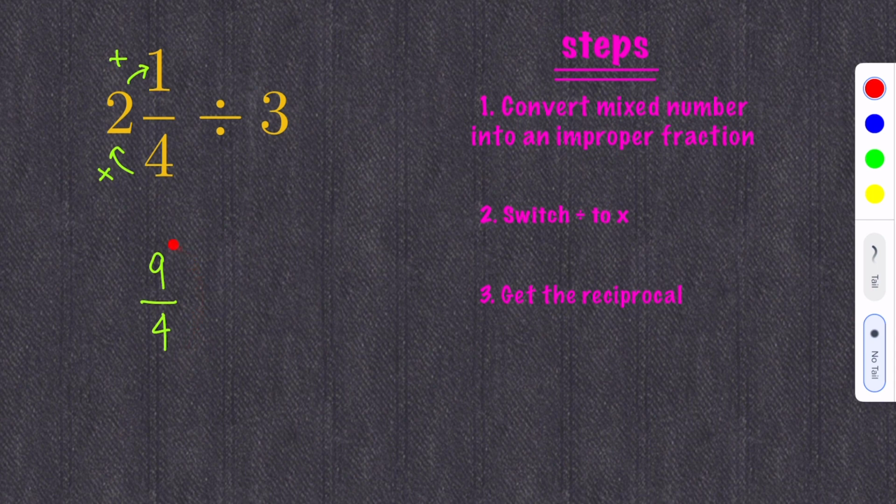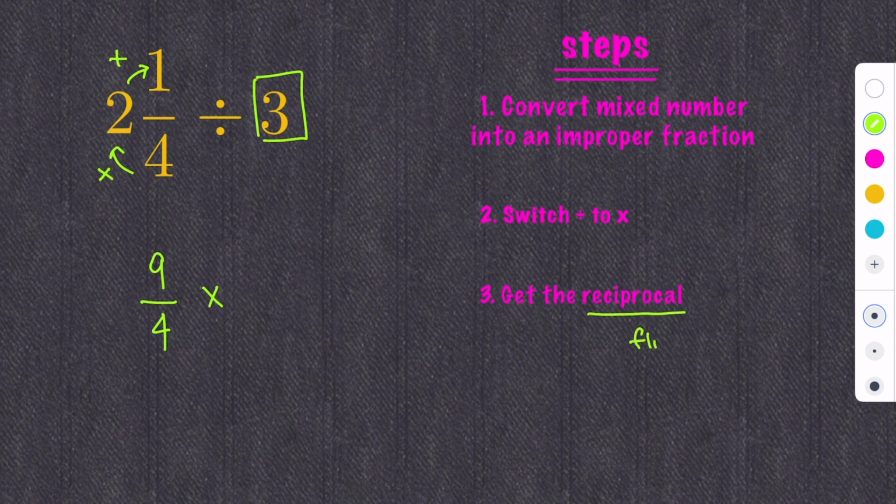Then moving on to step 2, we need to switch the division sign into a times sign. So we times it instead of divide. Then step 3, we need to get the reciprocal. Another word for reciprocal is to simply flip. So here we have 3, and 3 is the same as 3 over 1. If we flip that, that becomes 1 over 3. So now we've gone through step 1, 2, and 3, and we're ready to solve.